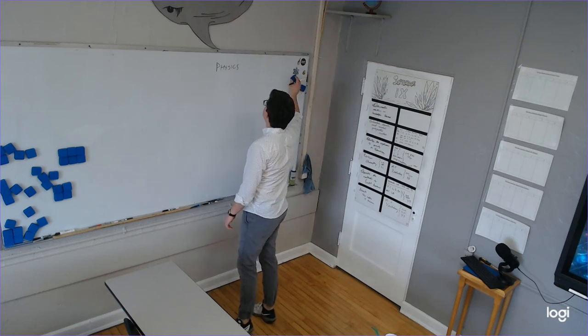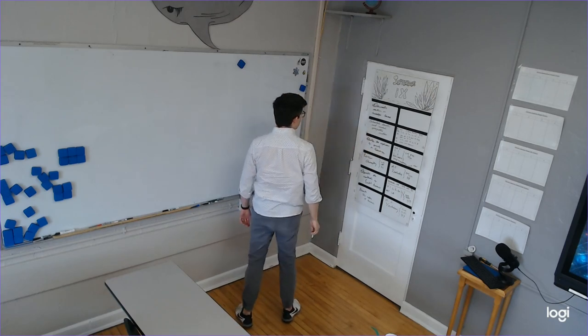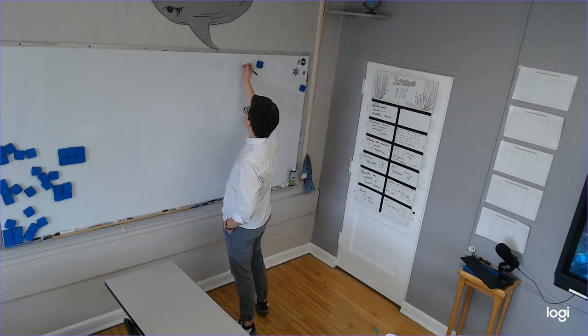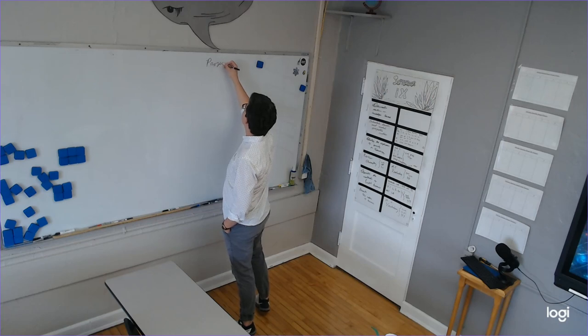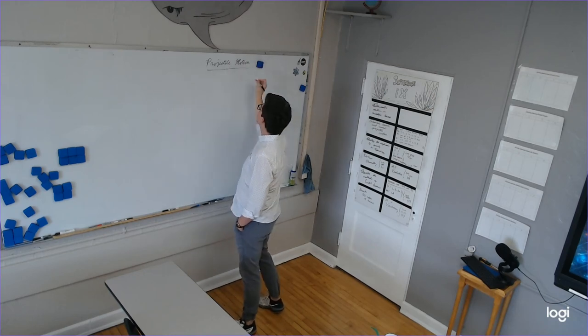Physics time. Okay, the objective, as we talked about before, is to calculate, describe, and model projectile motion. So let's label this projectile motion.